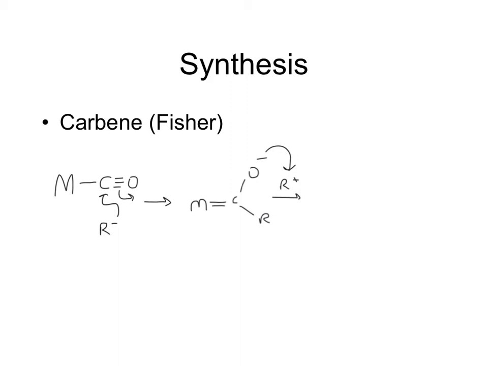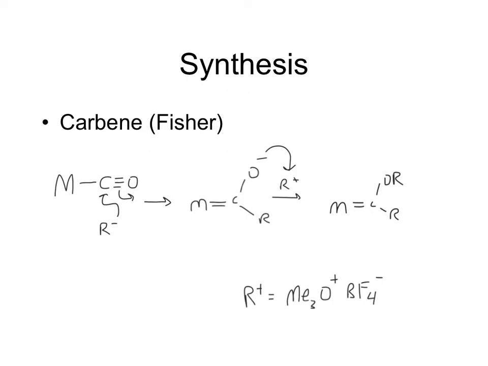The metal carbon double bond is formed in this step, and then you can treat this complex with an electrophilic carbon. A classic example is trimethyloxonium tetrafluoroborate, which is one of my favorite compounds to say. It's a source of methyl plus, and so you can add the methyl plus onto the oxygen and generate your Fischer carbene.